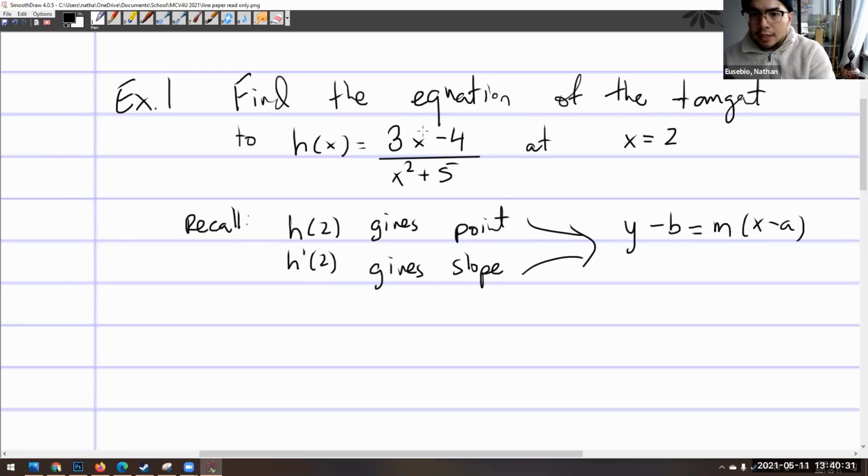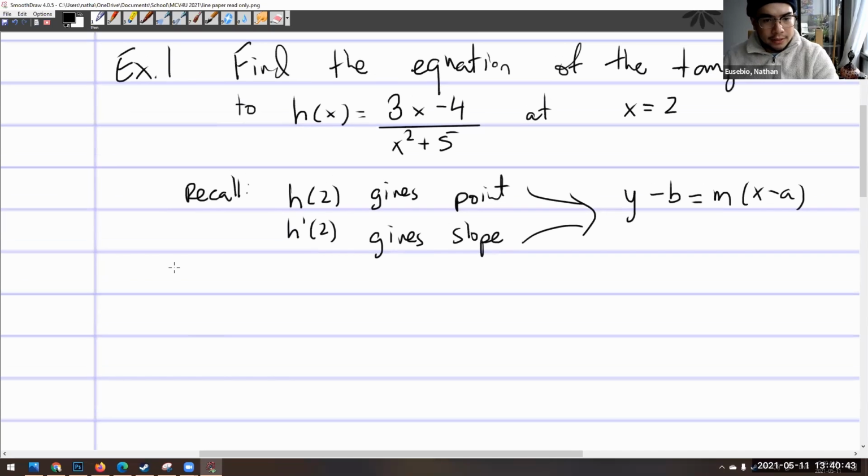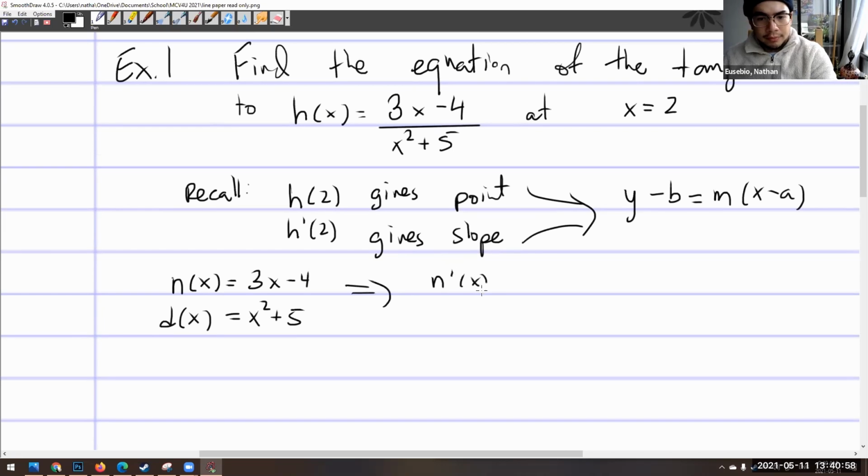So it is a rational expression. It's a fraction. So we will have to use our quotient rule. I'm going to use numerator and denominator to help us keep track. My numerator is 3x minus 4. My denominator is x squared plus 5. So that means the derivative of my numerator is 3, and the derivative of my denominator is 2x. So here are the pieces I need. We're going to put them together using the quotient rule.